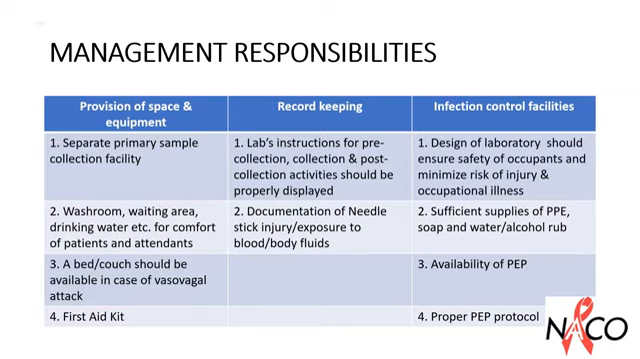In provision of space and equipment, the management should ensure that there is a separate primary sample collection facility. A washroom, waiting area, drinking water, etc. for comfort of patients and attendants should be there. A bed or a couch should be available in case of vasovagal attack. A first aid kit should always be in place.